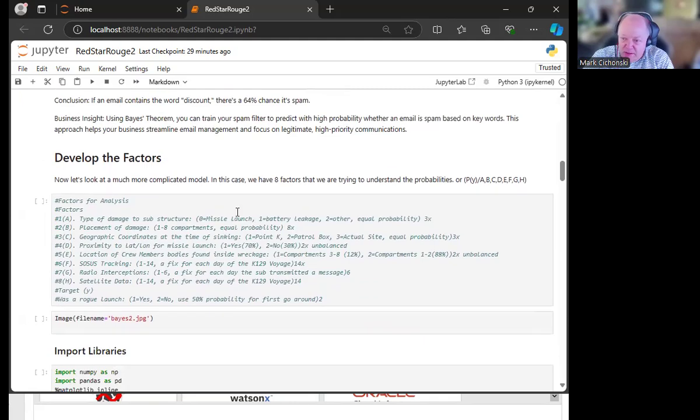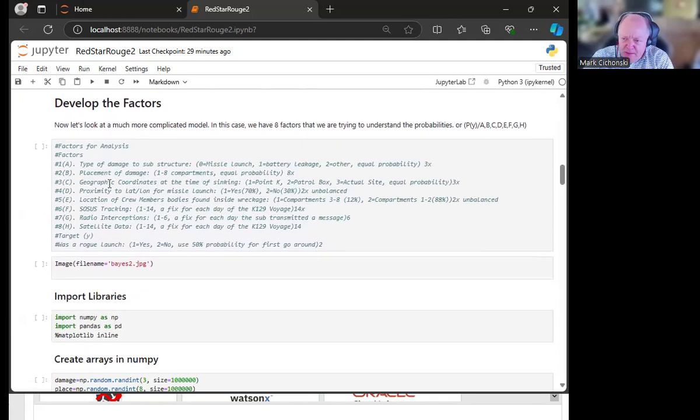So in the book, they talk about these 8 factors that they use to determine whether or not the launch was a rogue launch. The first one was the type of damage to the substructure. So there were really 3 different choices.